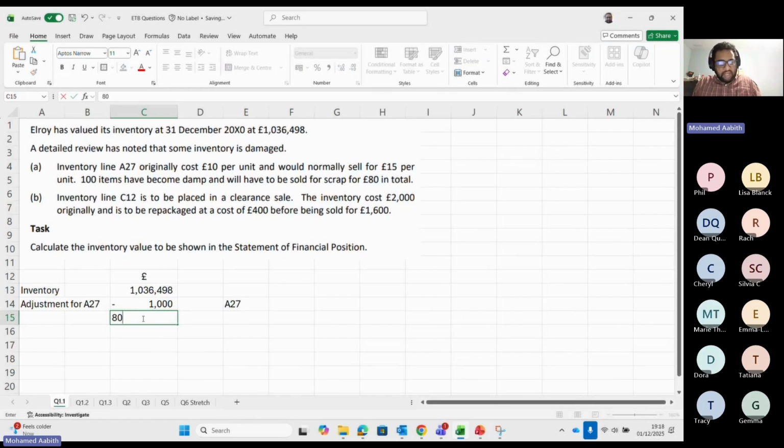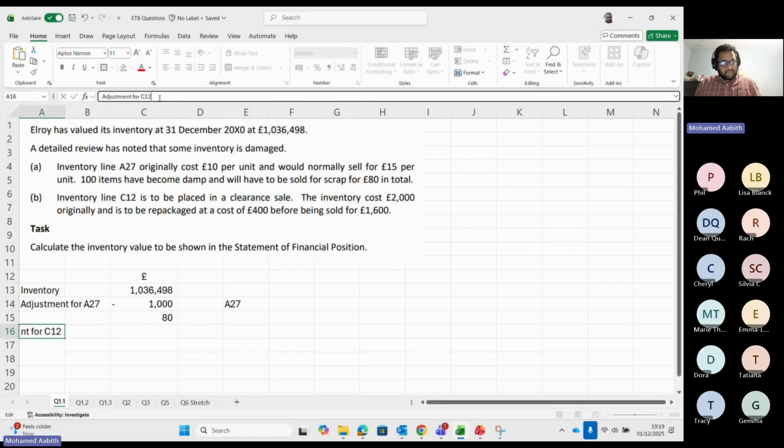So I'm going to say 80 pounds, which is going to be added on. So this will be taken away, and this one's going to be 80 pounds added on. But then what is the next one? C12, adjustment for C12.